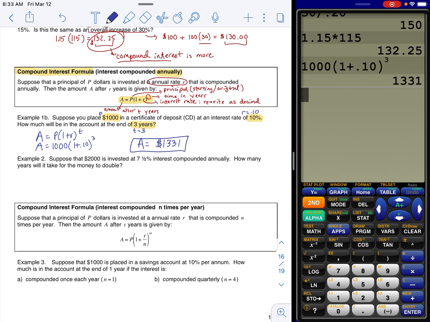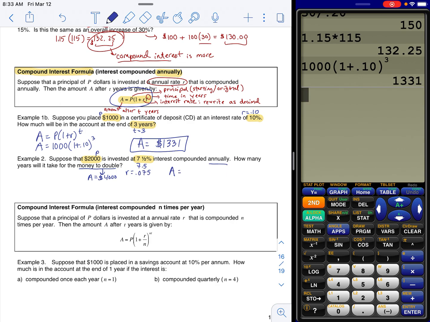Example 2, we're going to maybe have to work backwards here. So suppose that $2,000 is invested, so that's still our P for principal, at a 7.5% interest rate. That's 7.5, but we change it to a decimal, so 0.075 is going to be our R. Interest compounded annually. So again, this is our annual interest rate formula. How many years will it take for the money to double? So for that to double, that means we want my amount at the end to now be $4,000.